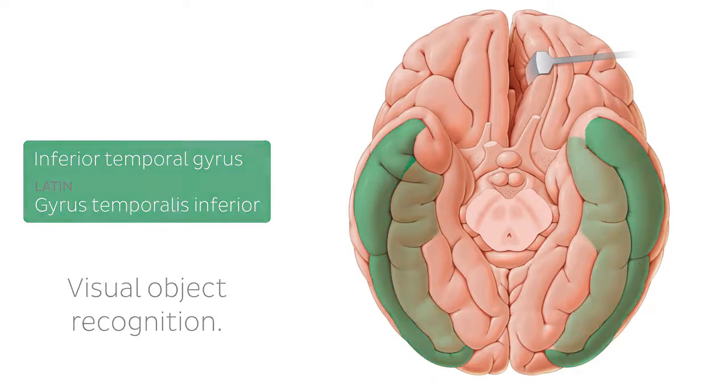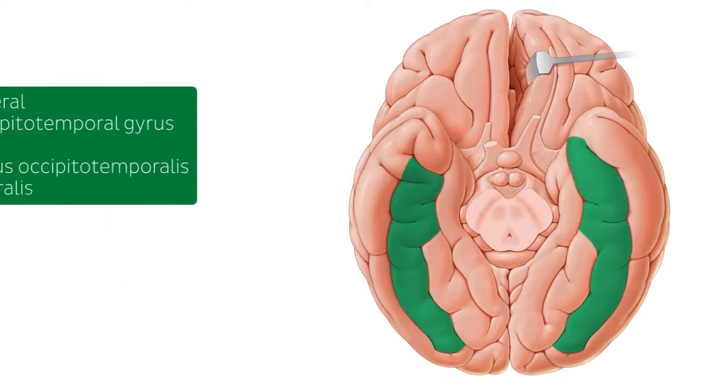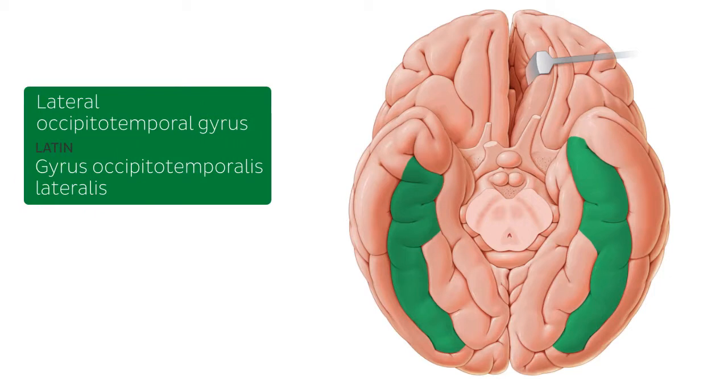Just laterally to the inferior temporal gyrus, we see this one, which is called the lateral occipitotemporal gyrus, or fusiform gyrus. It is located between the occipitotemporal sulcus and the collateral sulcus. And as you can see clearly, this gyrus is part of both the temporal and the occipital lobe. This part of the brain is responsible and helps with recognizing faces.